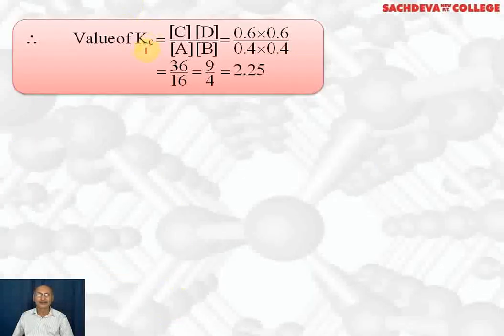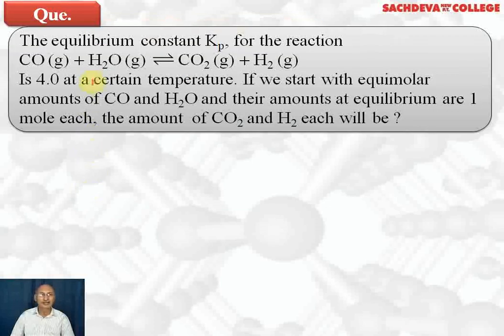Now we write the expression for Kc, which is equal to molar concentration of C into molar concentration of D divided by molar concentration of A into molar concentration of B. 0.6 into 0.6 divided by 0.4 into 0.4, 36 by 16, 9 by 4, that is 2.25, is the value of the equilibrium constant.